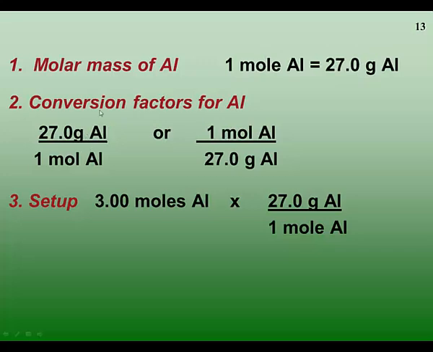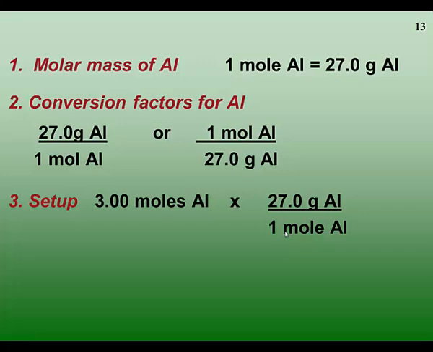Now, once again, I need to use this as a conversion factor. Which way do I put this into a fraction? Is the 27 on top or bottom? Well, here 3 moles is on top. I'm trying to get rid of moles. I'm trying to go to grams. So moles has to be on the bottom here so that they cancel. 3 times 27 divided by 1. Do that math really quick.